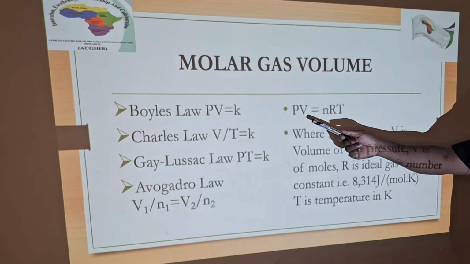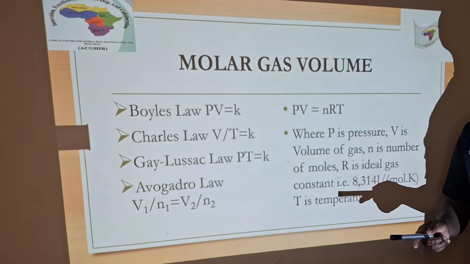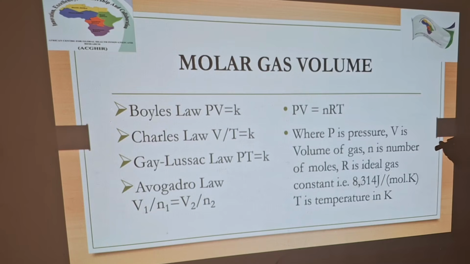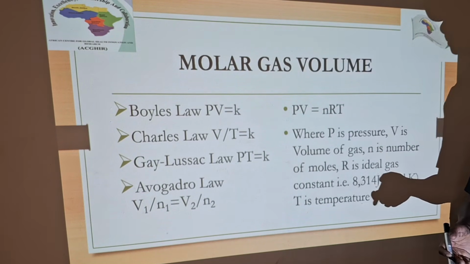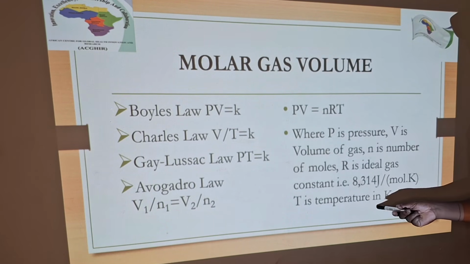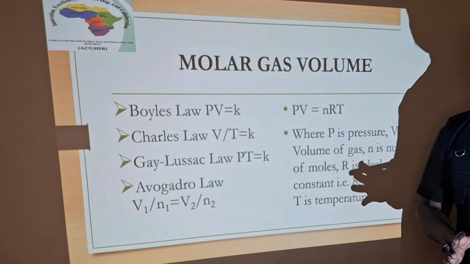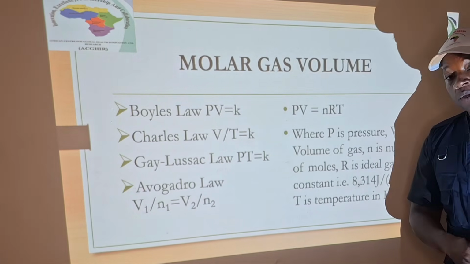The ideal gas equation is PV equals nRT. For those who like acronyms, P is our pressure, V is the volume of the gas, n the number of moles, and R the ideal gas constant, which is given as 8.314 joules per mole Kelvin. And take note, the temperature is measured in kelvins. This means that if your temperature is given as degrees Celsius, you need to convert it into kelvins.